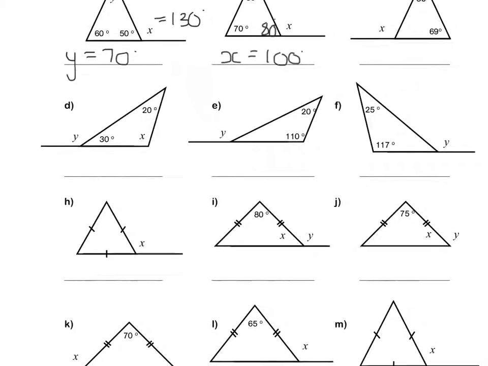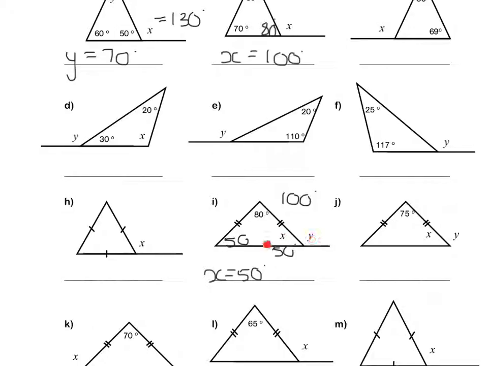Lastly, let's look at I. We have an isosceles triangle. Therefore, this angle is equal to that angle. 80 degrees have been used of the triangle's angles. Therefore, there are 100 degrees left to share equally between these two angles. Therefore, both angles are 50 degrees. So x is equal to 50 degrees.